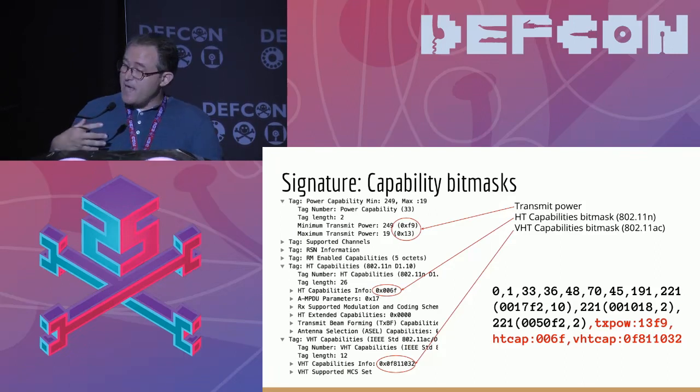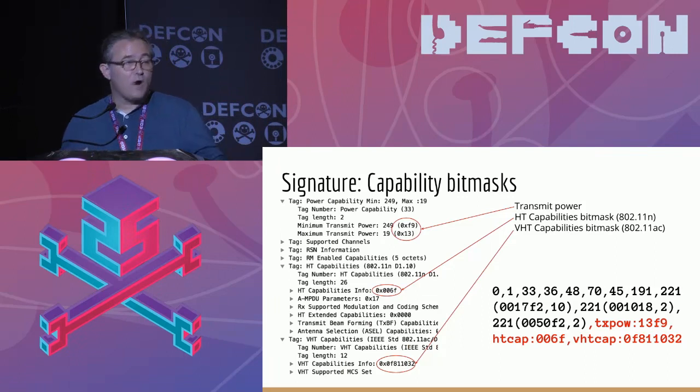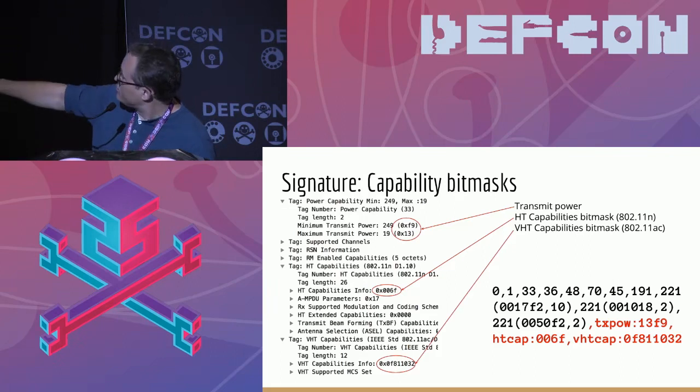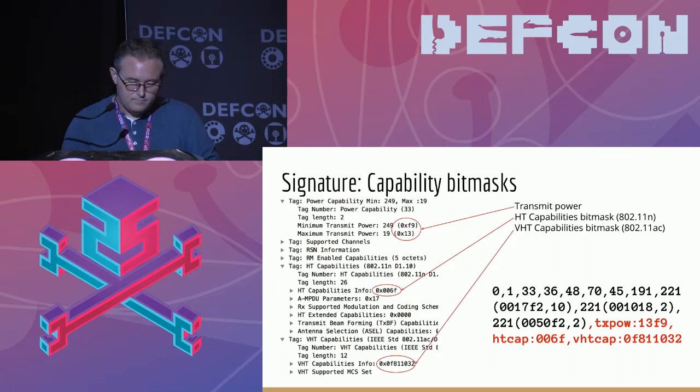And there's an extended capabilities bit mask which contains even more optional elements. It's most strongly influenced by the driver and the WPA supplicant software. A number of the capability bit masks are appended in the signature to further differentiate it, also shown in red on this slide.